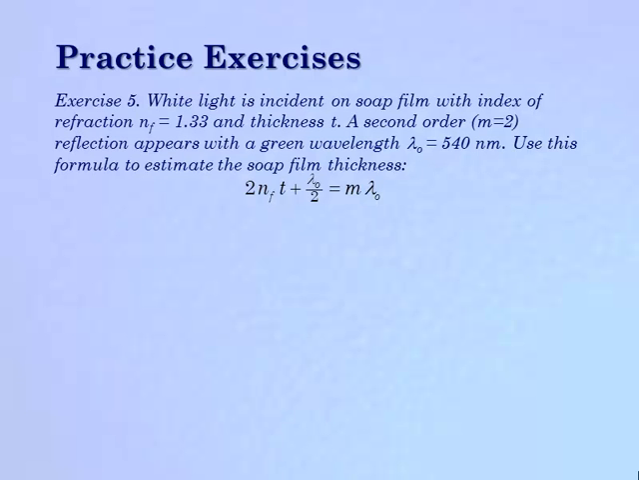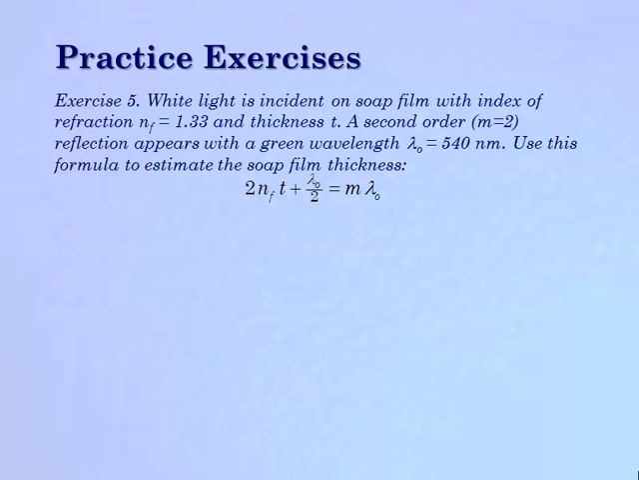All right, so exercise 5 gives us another example of applying the formula. N sub f equals 1.33 and the thickness T of the soap film. A second order reflection appears with a green wavelength, where lambda is equal to 540 nanometers. So what is the estimate of the soap film thickness, T?